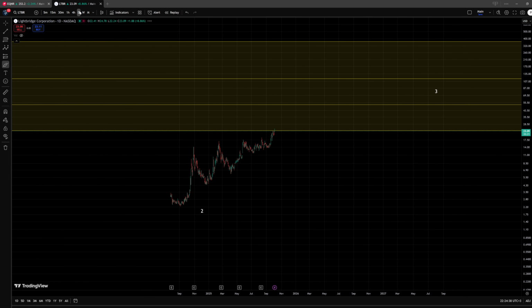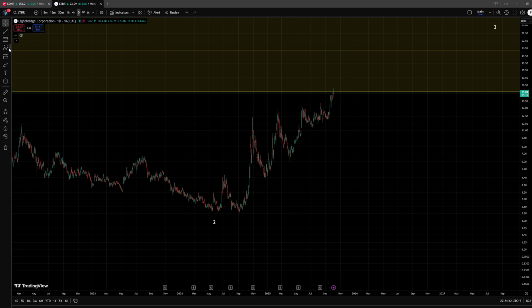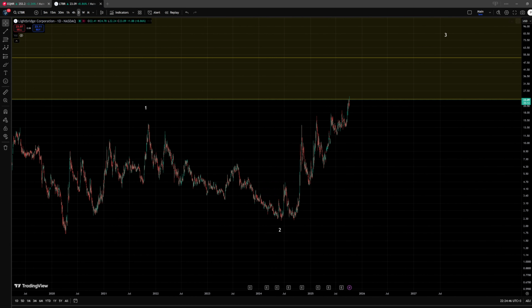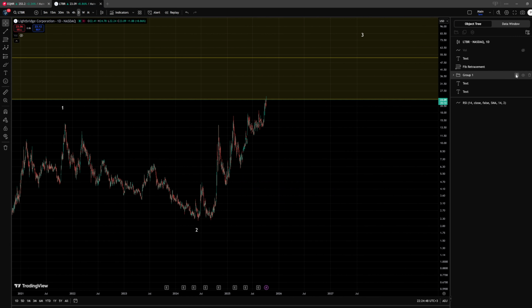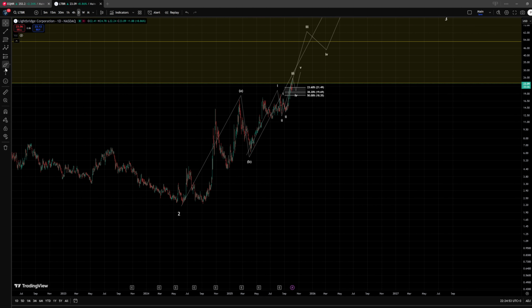Now within such a structure I suppose we might even have a 5-wave move here initially within the wave A, and I actually already added some counts here. So I am looking at this as an A wave up. Could be a 1, 2, 3, 4th and the 5th.